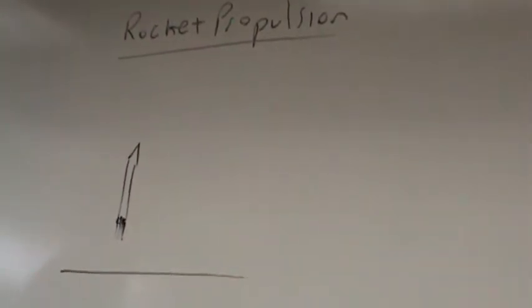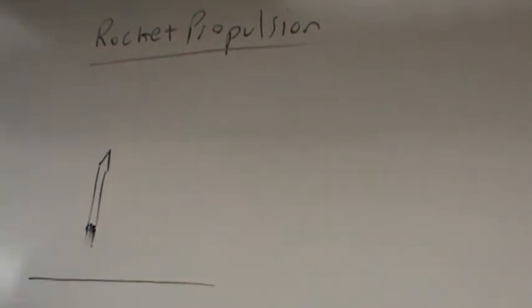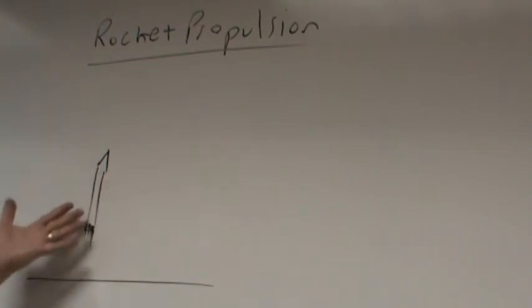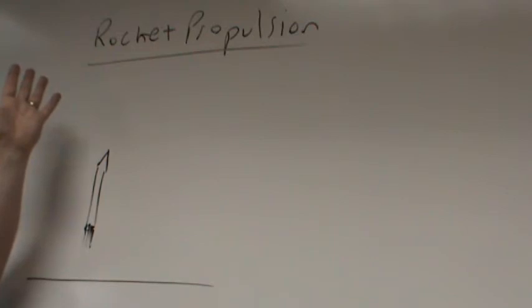What's that, Jonathan? Jonathan says the rocket is pushing against the ground, like the same way that if I jump in the air, I'm pushing against the ground. How many people say that's how rocket propulsion works? It's pushing against the ground. Not many of you, huh?